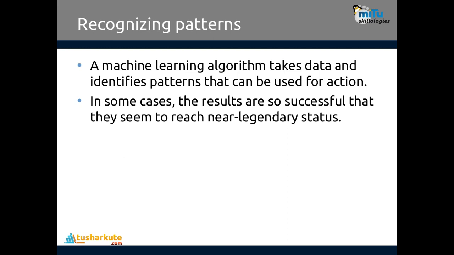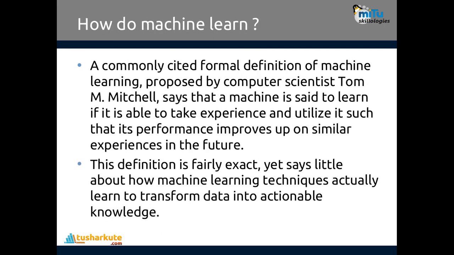Machine learning algorithms already have their defined way to identify the data, but we have to fit our data into that algorithm specifically. So how do machines learn? A commonly cited formal definition of machine learning, proposed by computer scientist Tom Mitchell, says that a machine is said to learn if it is able to take experience and utilize it such that its performance improves upon similar experience in the future. This definition is fairly exact, yet says little about how machine learning techniques actually learn to transform data into actionable knowledge. Now remember, this definition is given in Tom Mitchell's book, Machine Learning, and it is a perfect definition that he has given there: if it is able to take experience and utilize it such that its performance improves upon similar experience.